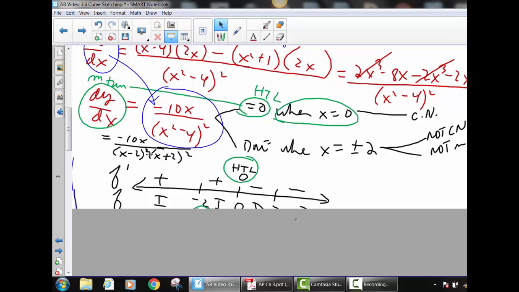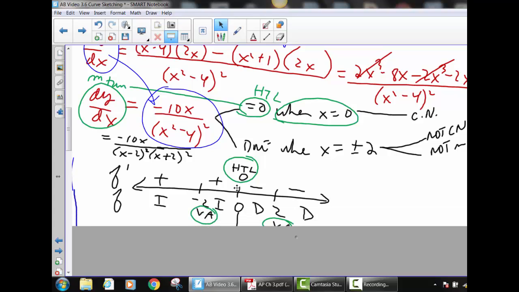Now, I factored this x squared minus 4 into x minus 2 times x plus 2 because you need linear factors if you're going to use the alternating sign thing with the exponents. We have our vertical asymptotes at x equals plus or minus 2, and we did find a critical number at x equals 0. We know that at x equals 0, we have a horizontal tangent line because that's what made the derivative equal to 0. This is important now because you're going to be graphing.